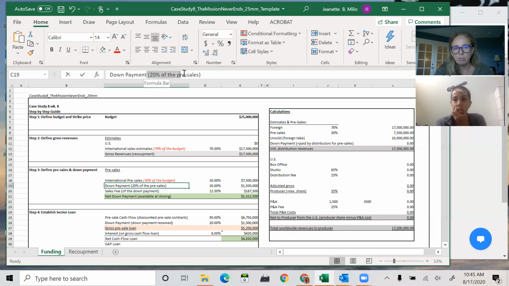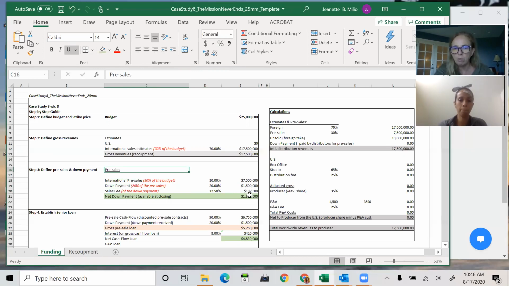Distributors are paying us on these pre-sales 20% of whatever we have sold. Since we sold $7.5 million, we are receiving $1.5 million in upfront payment, like a down payment from the distributors. The sales agent doesn't do the work for free, and he's going to charge us a sales fee. That sales fee can only be charged on what we've actually received. Because we only received $1.5 million so far, the sales fee is only 12.5% of the $1.5 million, which is 187,500.